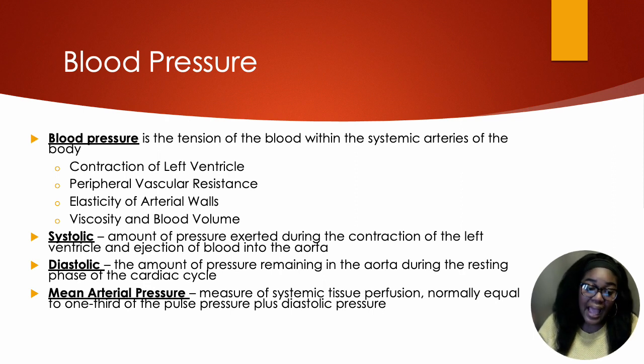And then when we look at diastolic, that is the amount of pressure remaining in the aorta during the resting phase of the cardiac cycle. So we look at these two values as it relates to blood pressure because it tells us a lot about perfusion and how well the body is tolerating what's being held through the heart. Now, when we look at blood pressure, this is one of our vital signs. So when we have an increase in blood pressure, we know that the body's contracting a little bit too well, and that could be causing stressors on the heart and the circulatory system as a whole.